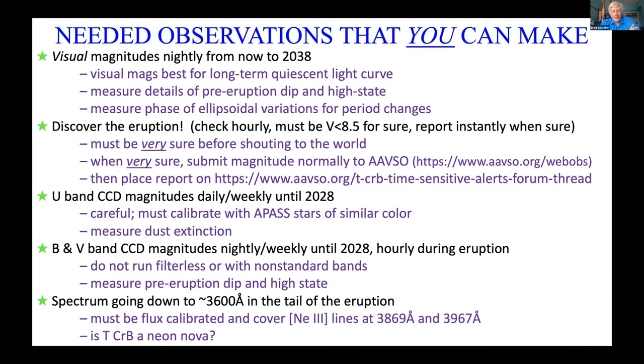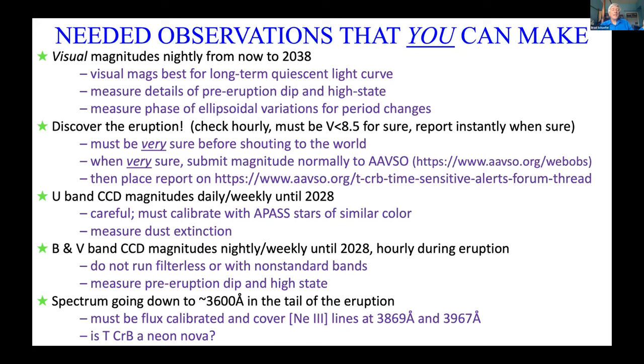I realized for a long time that T CrB has launched out an awful lot of matter, both from its red giant wind and from its eruptions, once every 80 years for at least the last millennium. So there's got to be a lot of matter outside and around T CrB. And what's going to happen is T CrB is going to go off like a flashbulb going off, and it's going to illuminate the material around it.